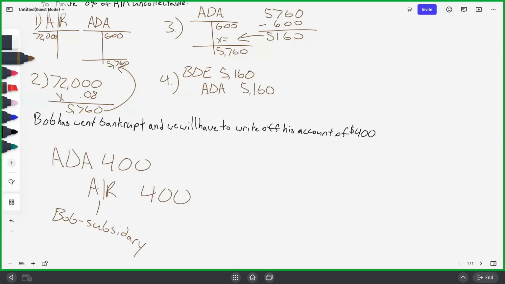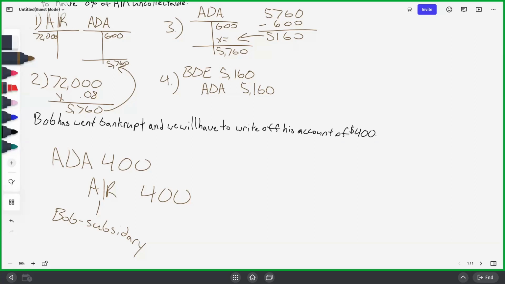So, any questions on this? Are we expected to do that, like, with the subsidiary? No, I'm just putting that there to indicate why it's accounts receivable, because Bob is a subsidiary of accounts receivable.